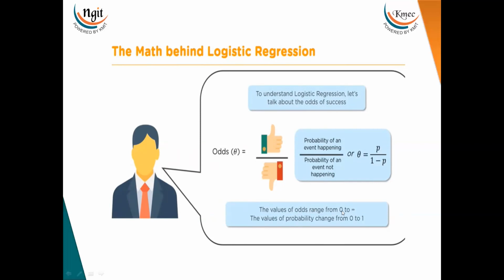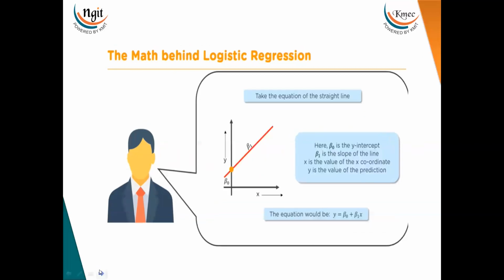So odd value ranges between 0 to infinity, but your probability value will always range between 0 to 1, which we know earlier. Okay, so in that way, you are trying to find the odd values. Now, as I told, in logistic regression we are using the concept of linear regression, and further we are applying the sigmoid function. So how will linear regression play a role in this?